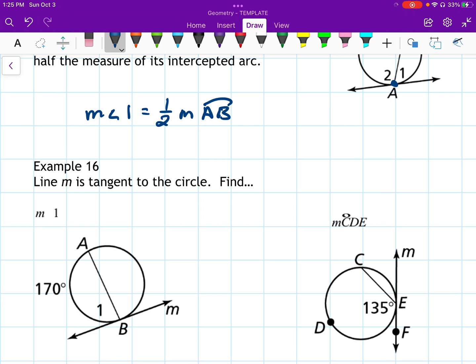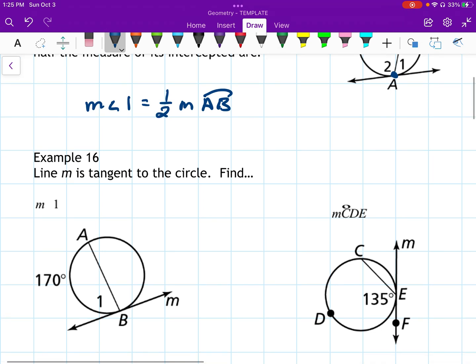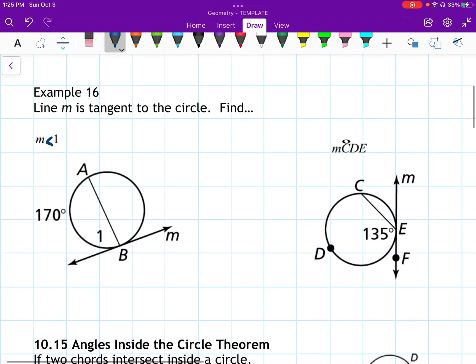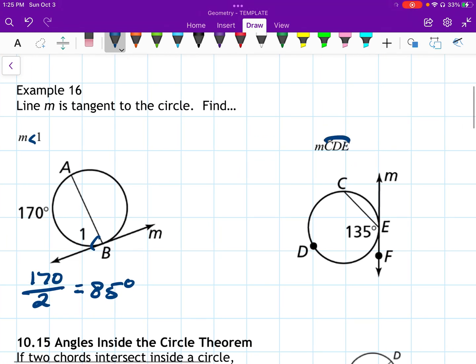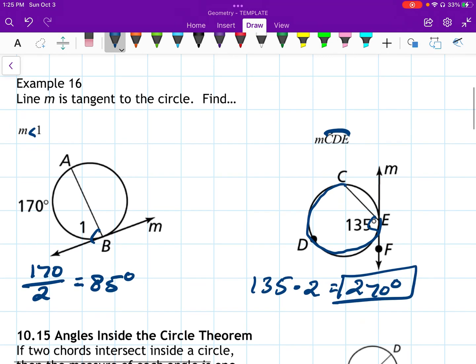Example 16. We're supposed to find the measure of angle 1. Well, the measure of angle 1 right there, this angle, would be 170 divided by 2, which would be 85. Next up, we're supposed to find the measure of arc CDE. So that's this CDE. We would take the 135, that's its angle. So 135 times 2 is 270 degrees. There we are.